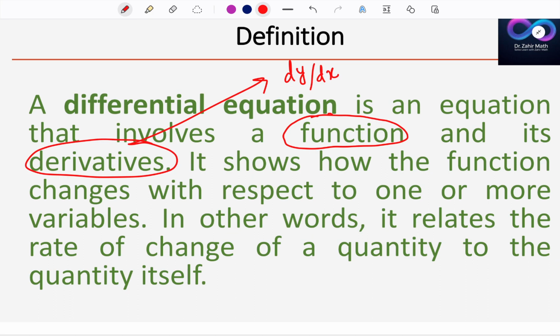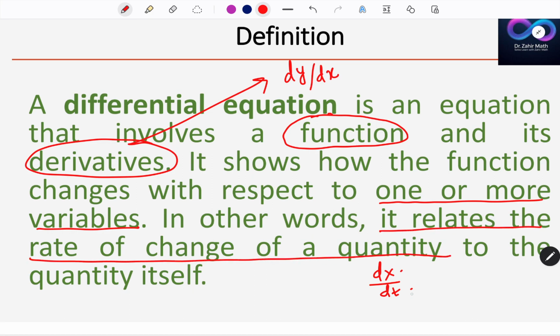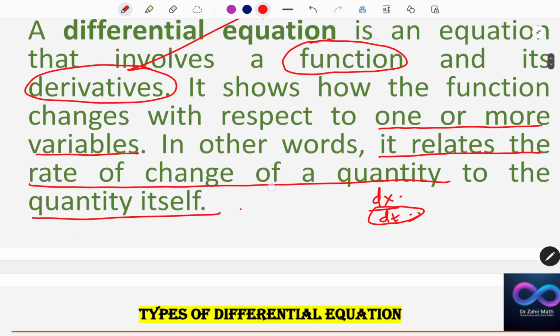In another way, you can take it from physics or from the previous calculus 1 course also. So we write it as dx by dt. This is also a differential coefficient, right? So distance traveled by time taken also has the differential coefficients. So it shows how the function changes with respect to one or more variables. In a simple way, I can tell it relates the rate of change of a quantity to the quantity itself. So this is the definition of differential equation.